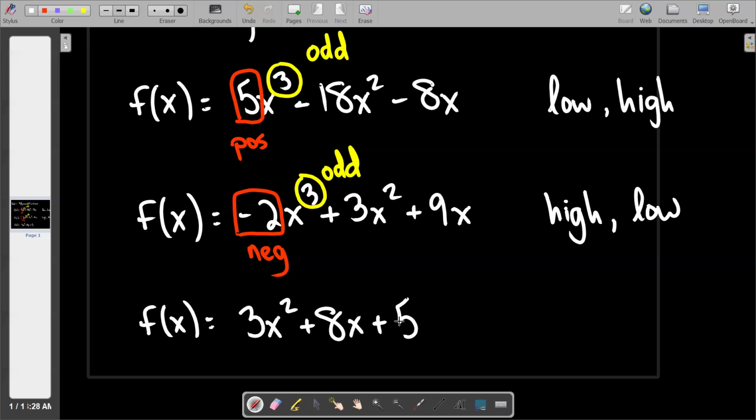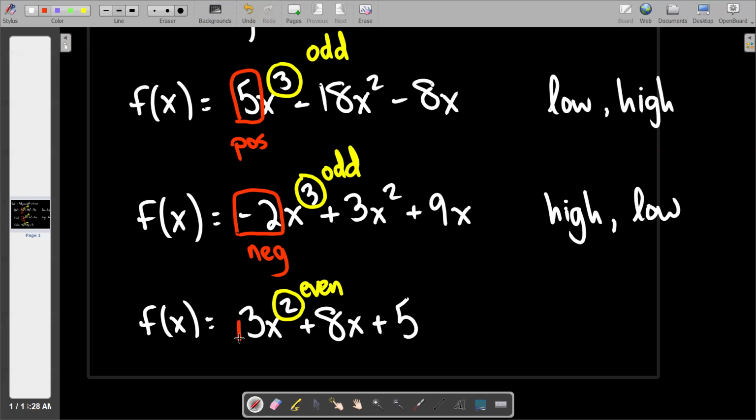And the degree is what number up there on the board? The 2, right. And what is this degree? Even. What does even degree, you suppose, tell us about the end behavior? They're going to be the same. They're either going to be up, up, so both arms of the graph are going to go up, or both arms of the graph are going to go down.